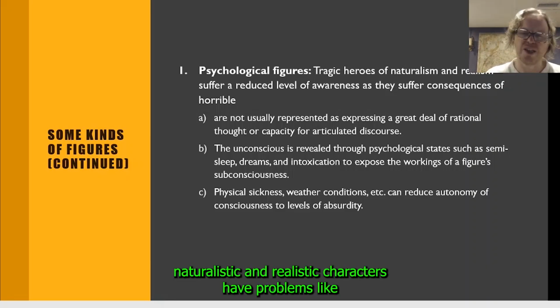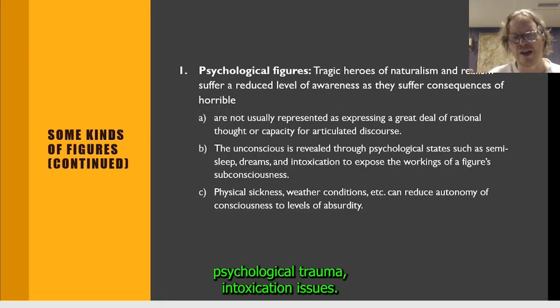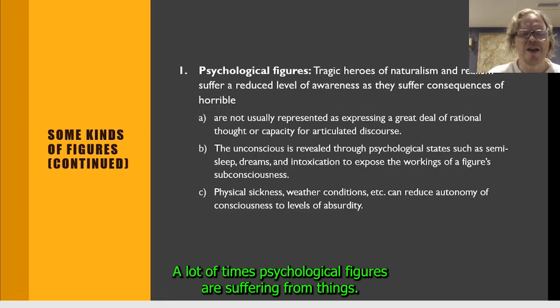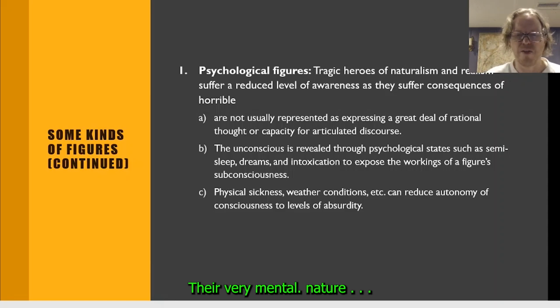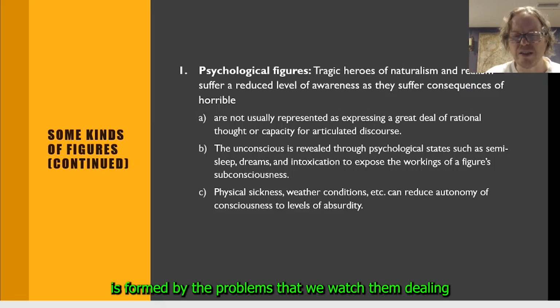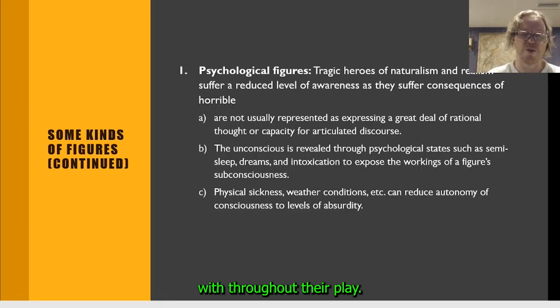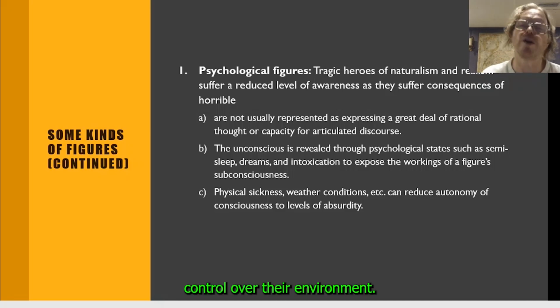Often naturalistic and realistic characters have problems like psychological trauma, intoxication issues. A lot of times psychological figures are suffering from things. I mean, they almost seem to be suffering from more than most people, because their very mental nature is formed by the problems that we watch them dealing with throughout their play. And they have very little control over their environment.